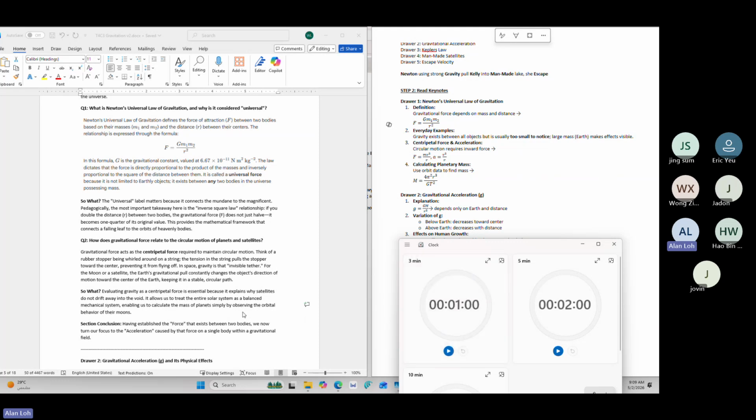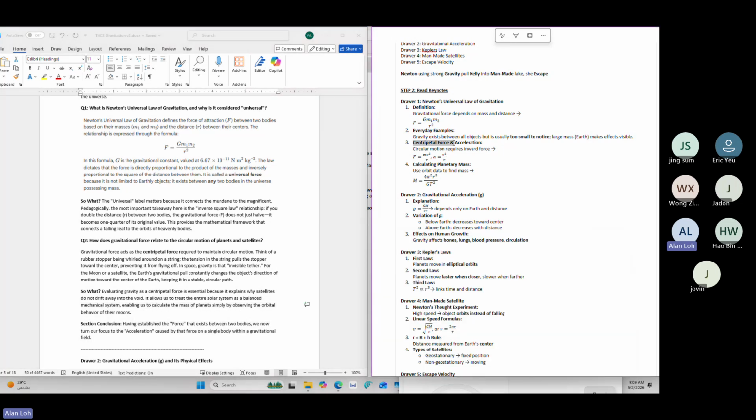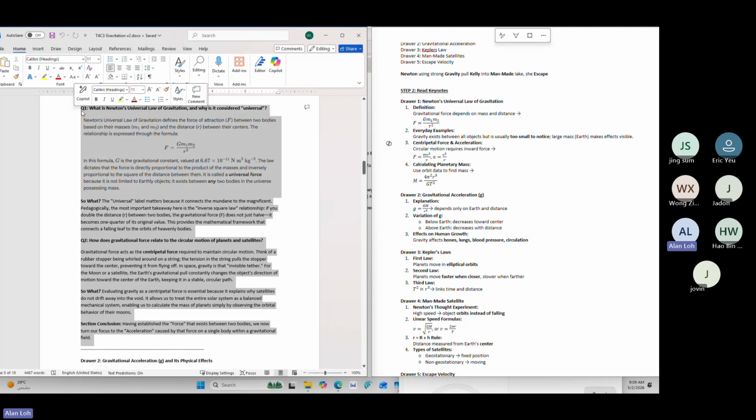Right. So this is about centripetal force and acceleration. By now, your understanding for drawer number 1 should increase to level 4. It's like playing games. You're leveling up from 3 to 4. But your drawer 2 and the rest are still at 3. What we are trying to do now is to increase it from 3 to 4. So by now, we are in step 4.